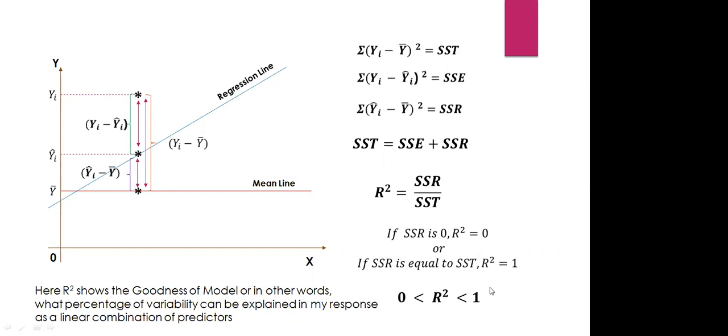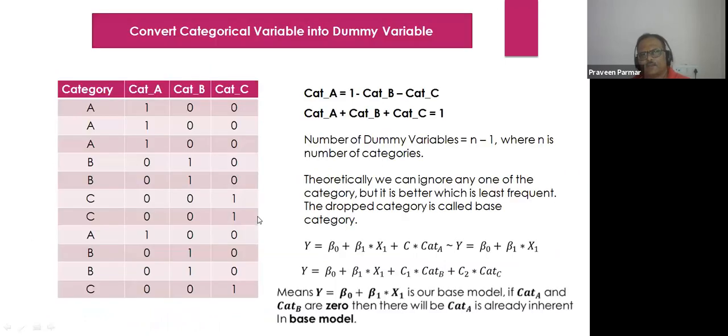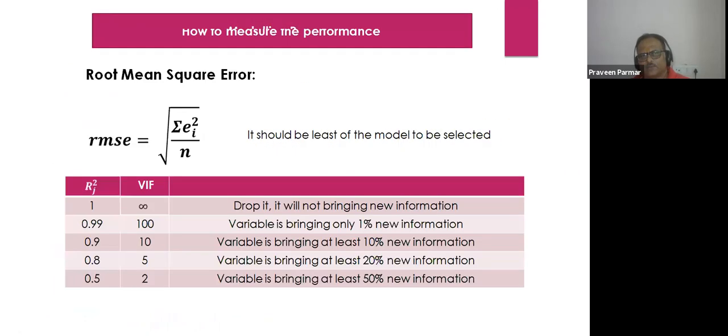Here R square shows the goodness of the model, or in other words, what percentage of variability can be explained in my response as a linear combination of the predictors. Okay, that is the meaning of this. And I have some more things I will explain to you later.